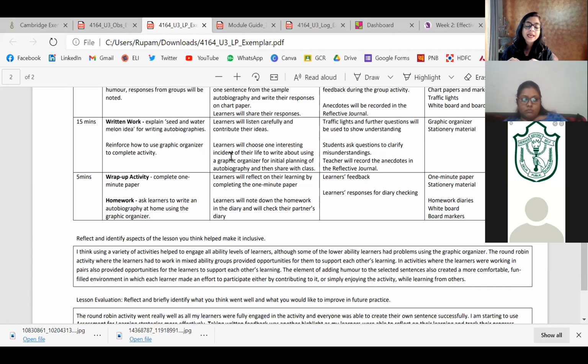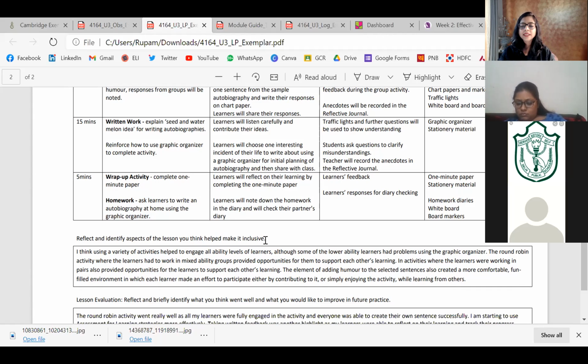So उसके अंदर characters कौन से होंगे, plot क्या होगा, climax क्या होगा, problem क्या होगी, and so on. So they are filling it up in the story to create their own autobiography. Now, then they are wrapping up with a 1-minute paper. So the 1-minute paper could be for what they have learned. So they will reflect on their learning in that 1-minute paper.